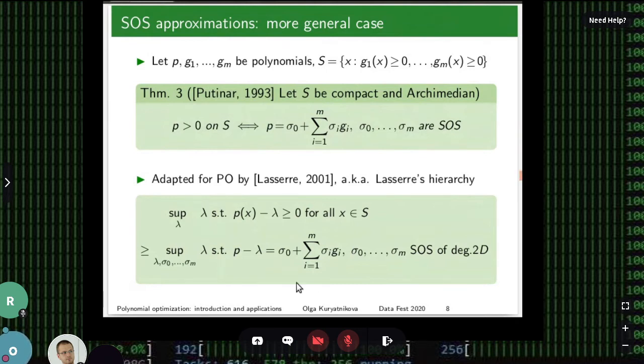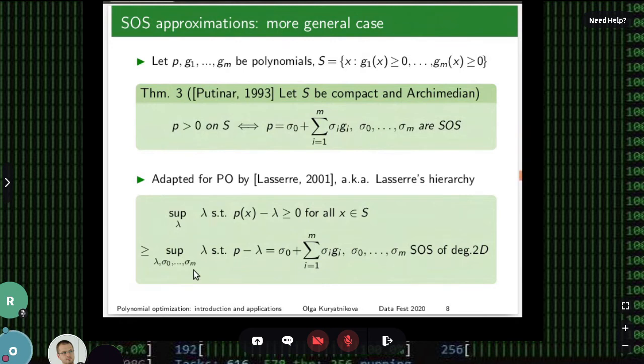And moreover, it follows from this theorem that if our set is compact and some other not hard to impose, easy Archimedean condition holds, then at some d, if we increase d large enough, actually these two problems will become equivalent. Well, in some cases d can go to infinity, but in some cases d actually can be finite, and then you really can rewrite a hard problem of non-negativity as a not so hard problem of sums of squares.